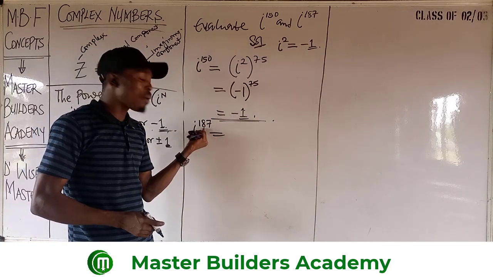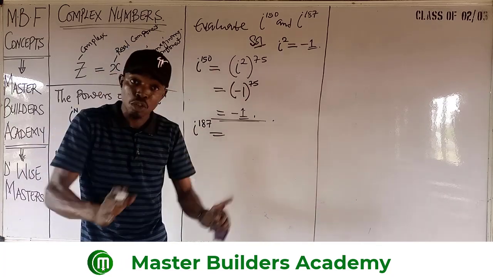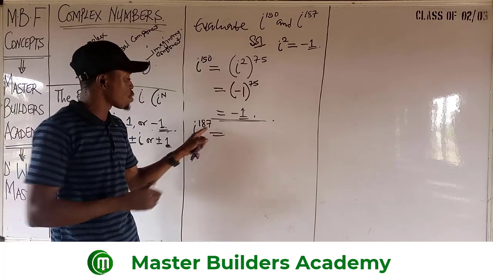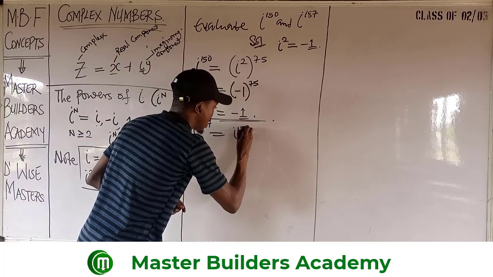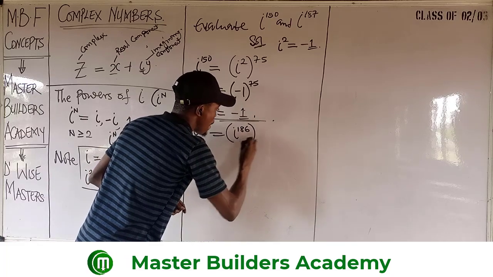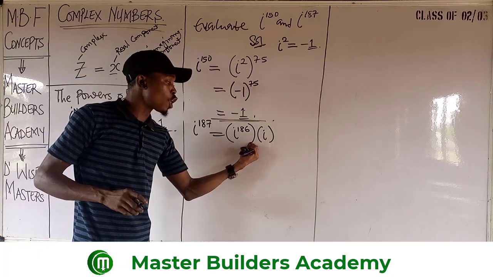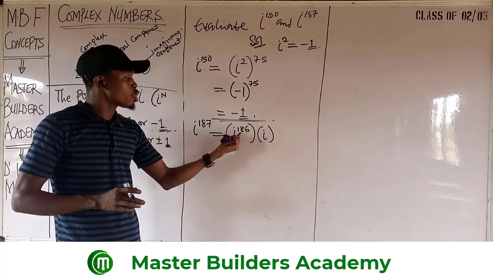Now that I know that this power is an odd number, I will first of all reduce it to an even number. So I will remove one i from this. And if I remove 1 from this, we will have this as i raised to the power of 186 multiplied by i raised to the power of 1. The product of this will give us this back. We have taken the first step. Then the next step is to reduce this.